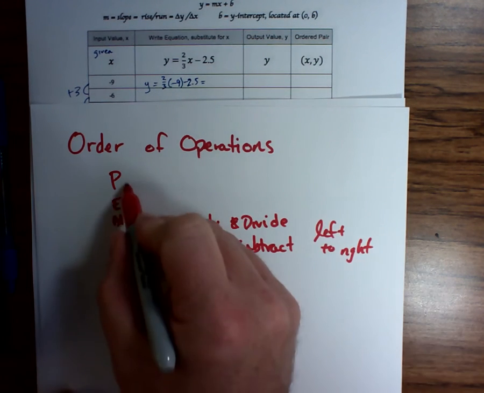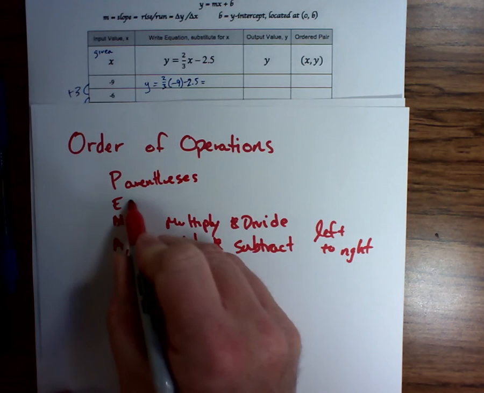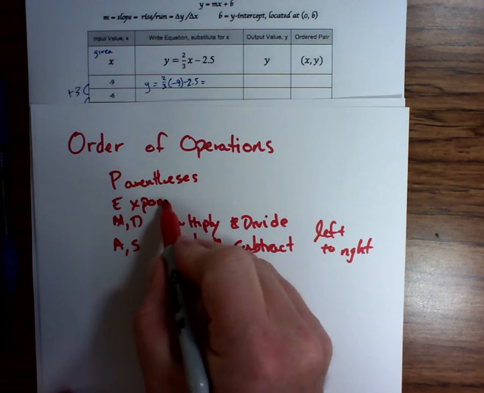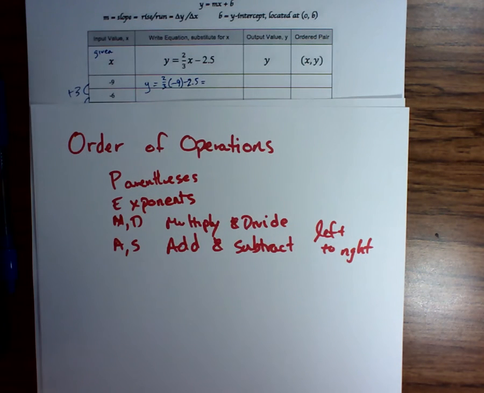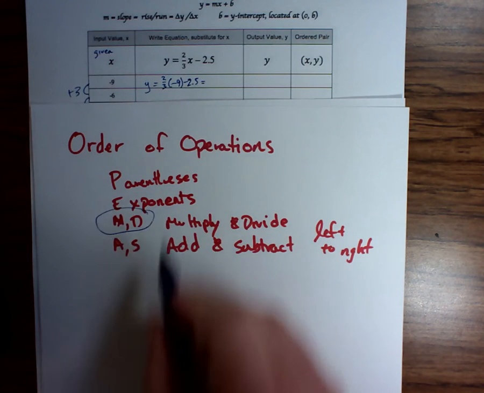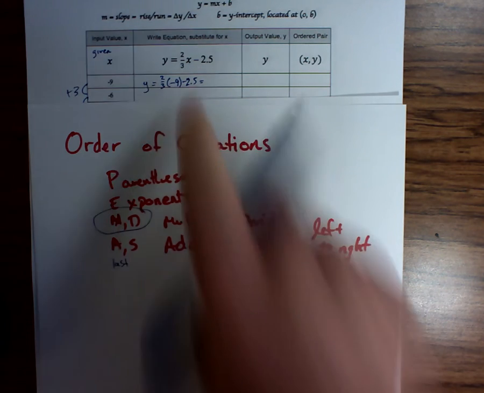For the most part, parentheses and exponents. We don't have any parentheses. Well, we do have a parentheses, but it's simply just a multiplication in this situation. But we're going to do this multiply and divide before we have to do the subtraction. That's last, right? Subtracting 2.5.